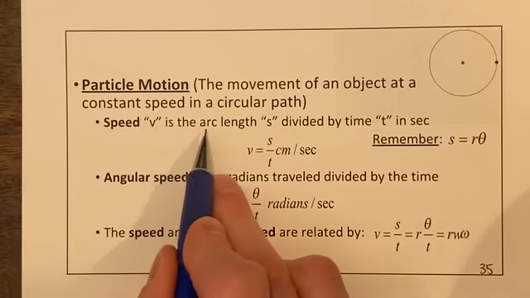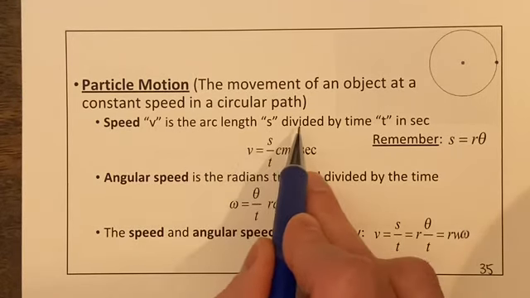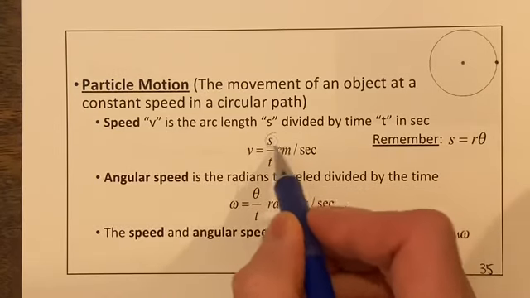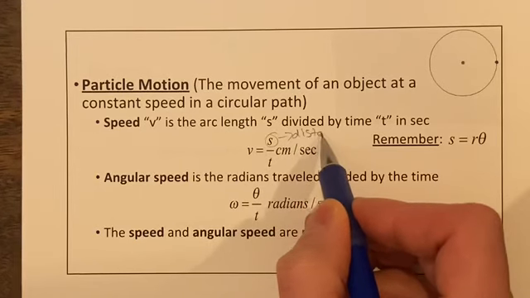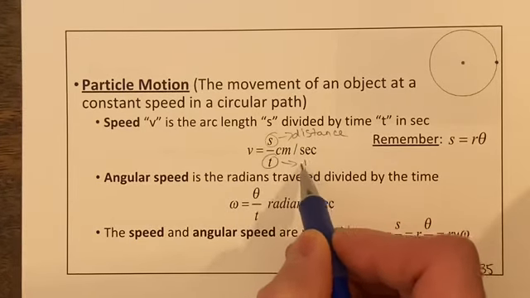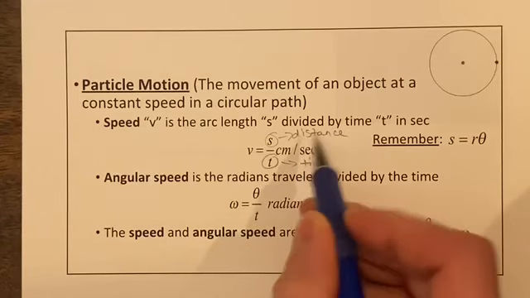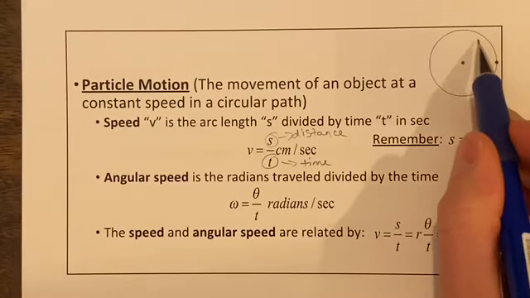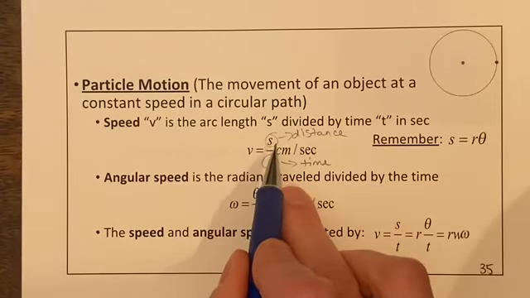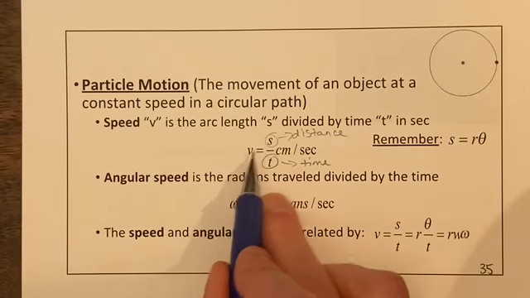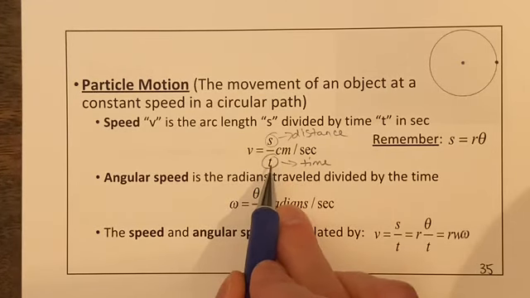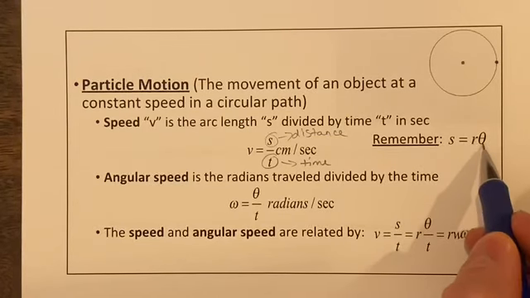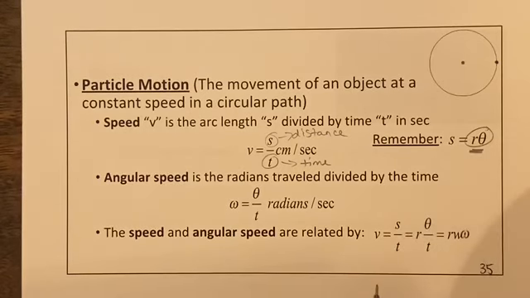Speed, v, is the arc length, s, divided by time, t. So we should remember that speed is always going to be distance over time. And since we're talking about a particle moving around the outside of a circle, the distance is always going to be your arc length. So if you want to remember how to figure out the speed, it's always your arc length divided by your time. And also remember that your arc length can be calculated by taking your radius and multiplying it by theta. So that's important to remember.